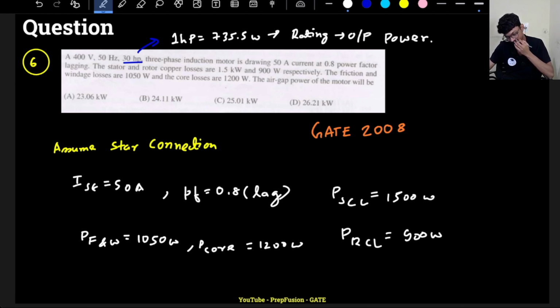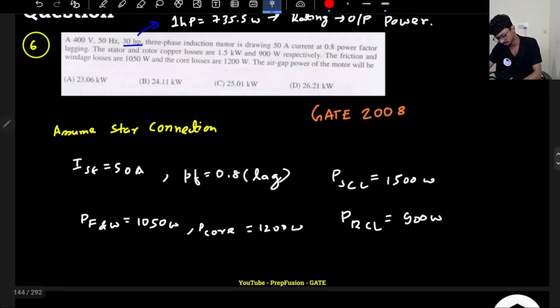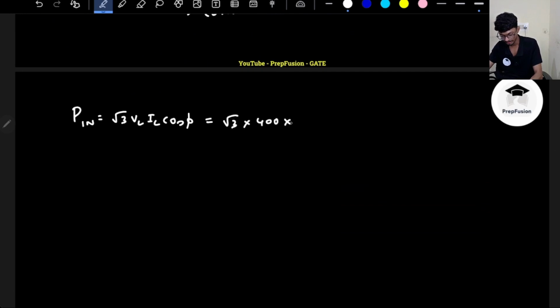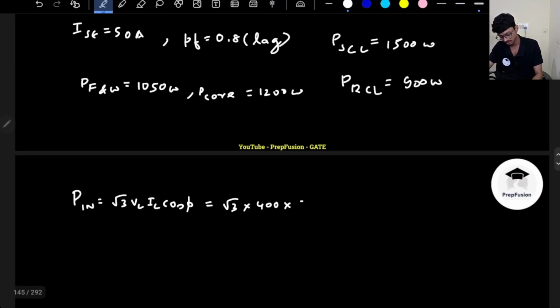One thing I know, this is the input current. So can I find out the input power? For three phase power, input power will be root 3 into VL into IL cos phi. Cos phi is given, IL is given, and VL is the line voltage. So everything is known. Input power will be root 3 into 400 into IL. IL is this current, 50 amperes. I don't even have to know whether it is rated or not. So it is into 50 into cos phi, that is 0.8.